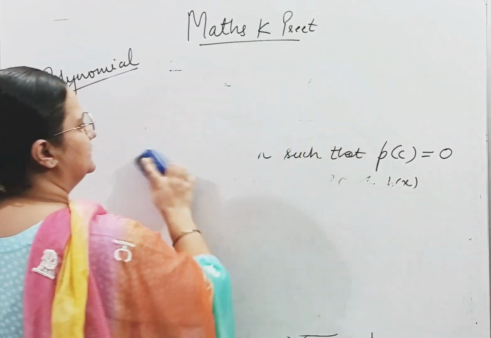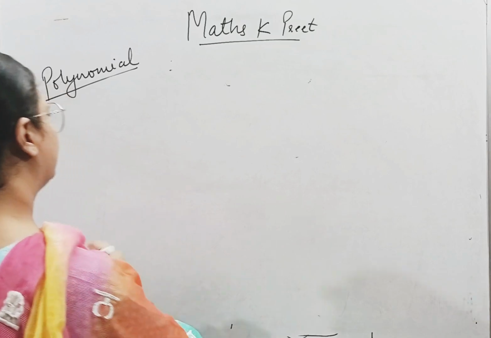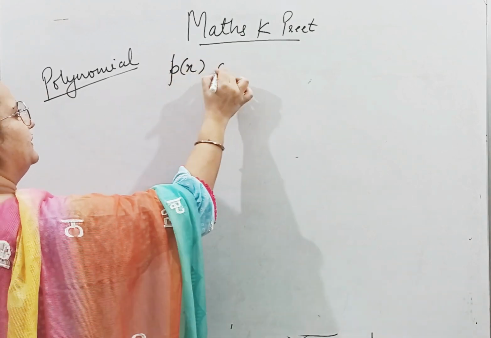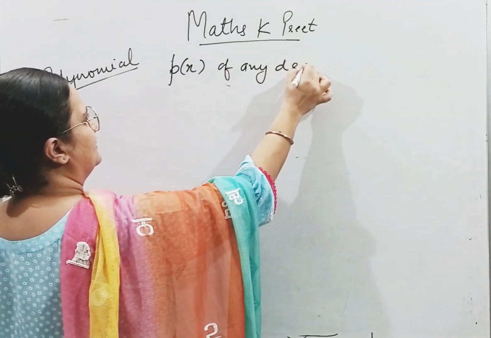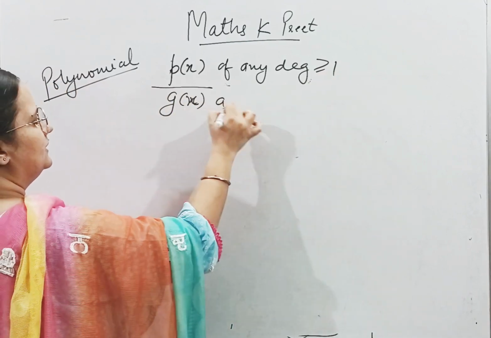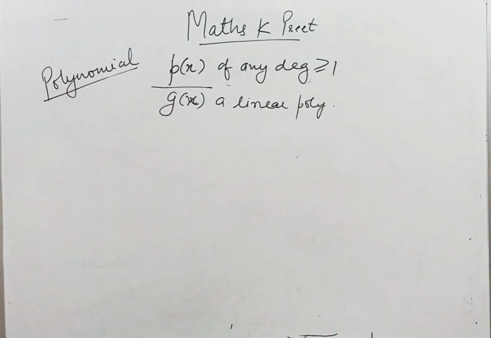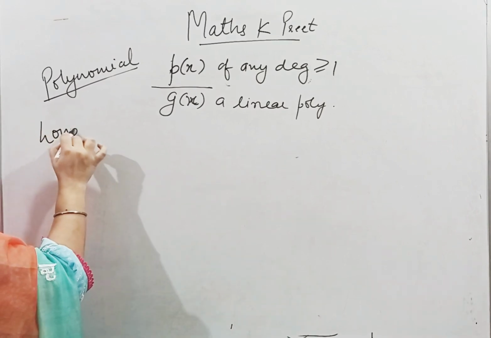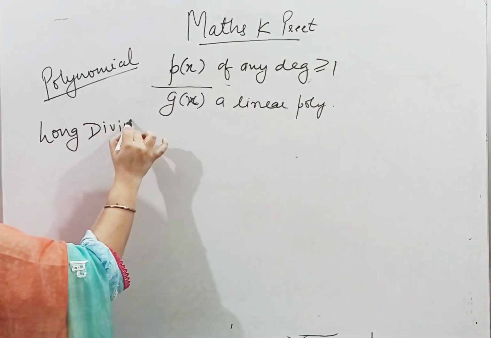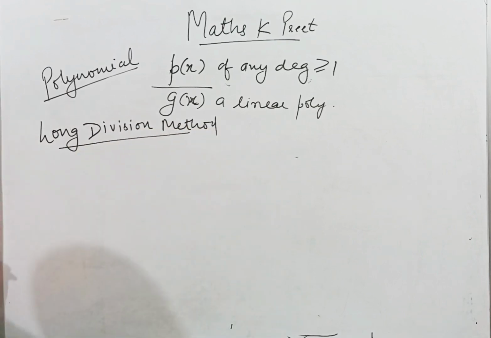Next is when we have to divide a polynomial by a linear polynomial. So if I have this polynomial p of x of any degree greater than or equal to 1, and I have to divide this polynomial with g of x, a linear polynomial, then how will we do this? There's a method called the long division method. Let's take an example.